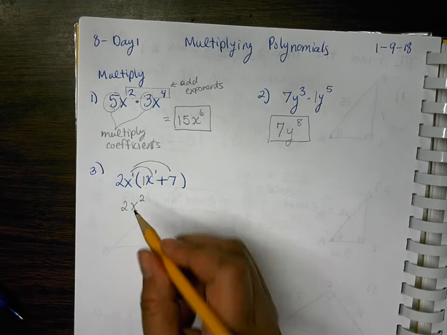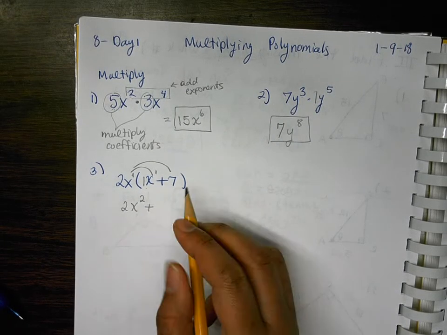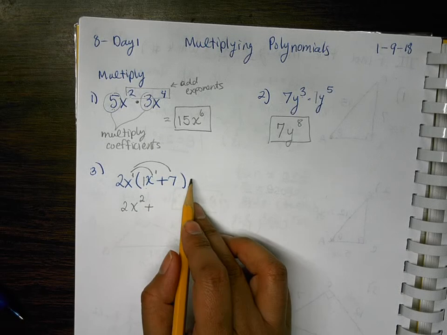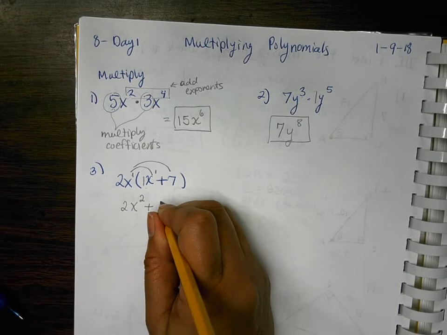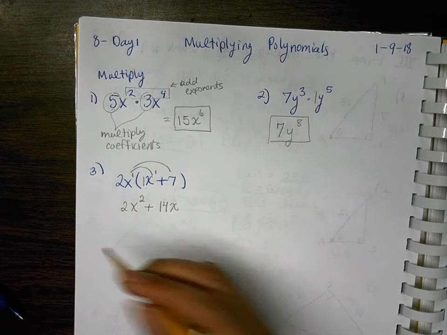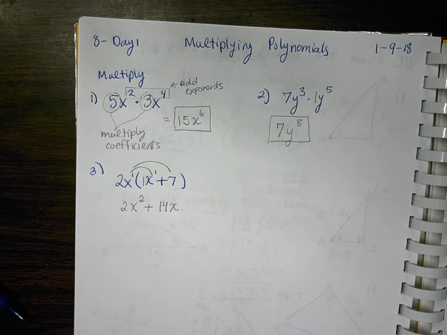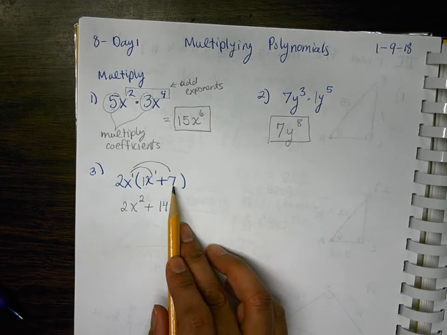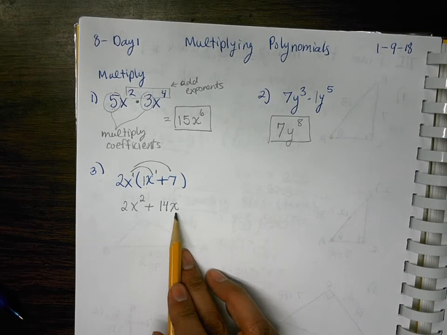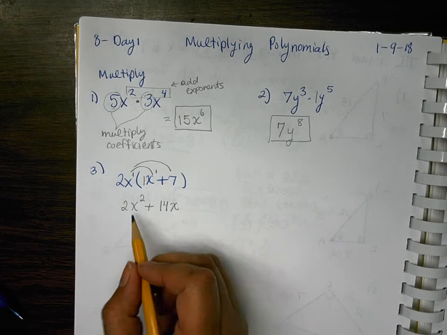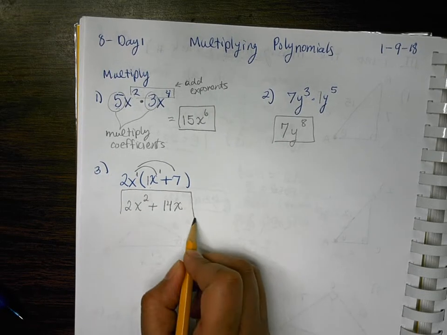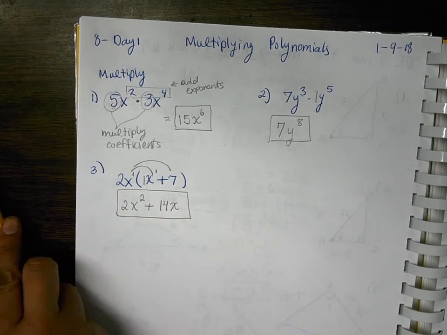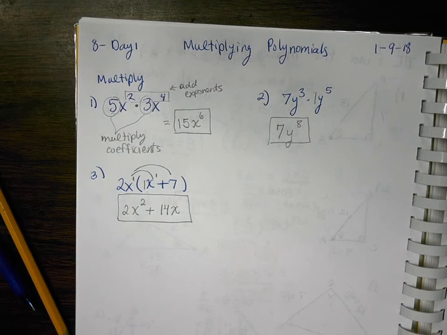Do you see that? Plus, what's 2x times 7? 14 what? 14x. There's no other x there to add an exponent, so you still multiply the coefficients. The 7 and the 2 is 14, and x just stays x. And this here is your final answer. Questions before we move on?